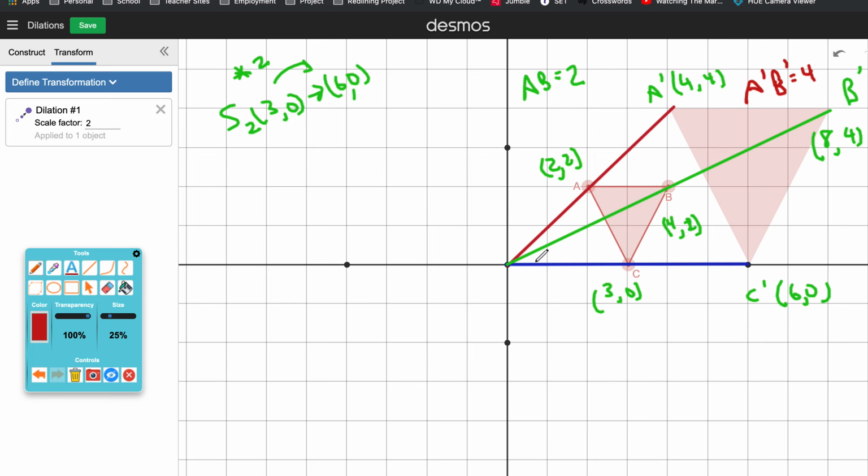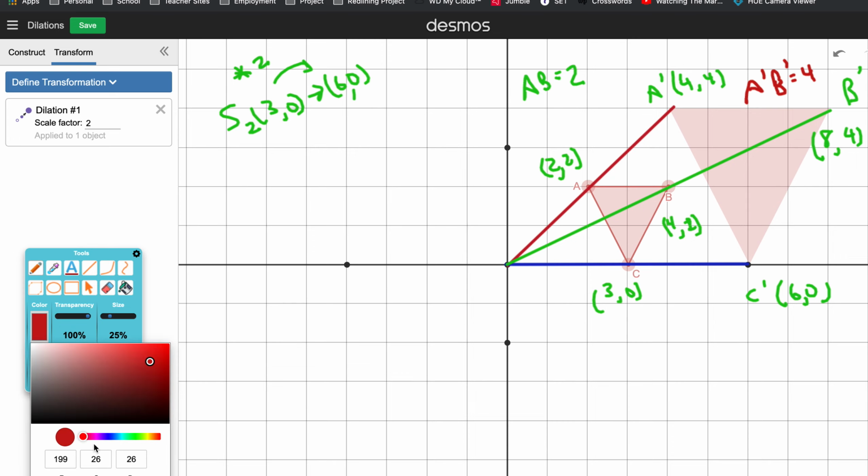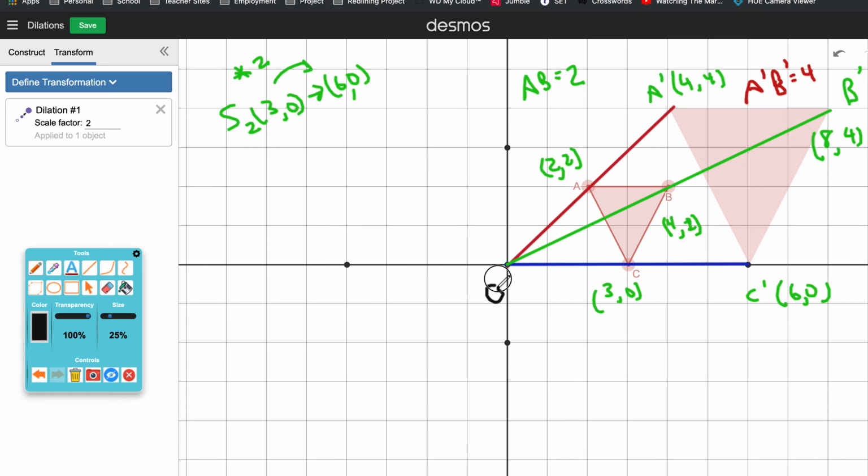Now, this is where the fun really begins. If I take a look carefully at the distance from the origin, O, to A, that would appear to be going up 2 and over 2. Up 2 and over 2. Now, if I take a look at the distance from O to A prime, what have I done? I've gone up 4 and over 4.